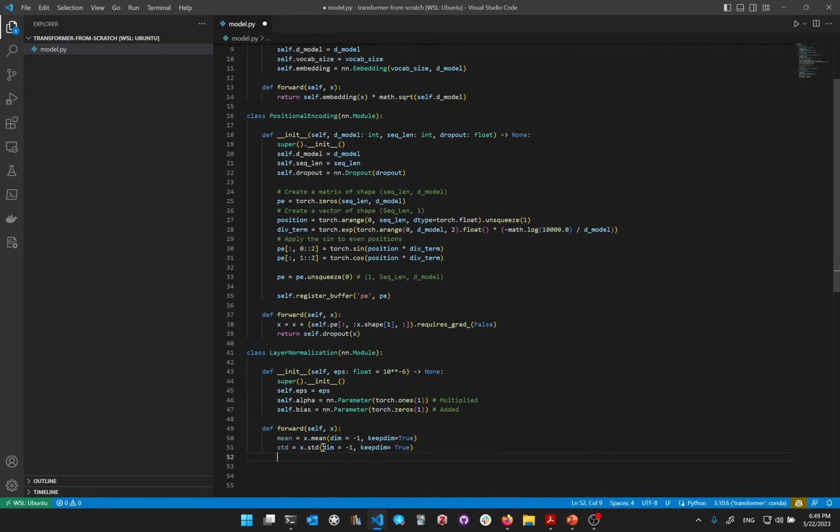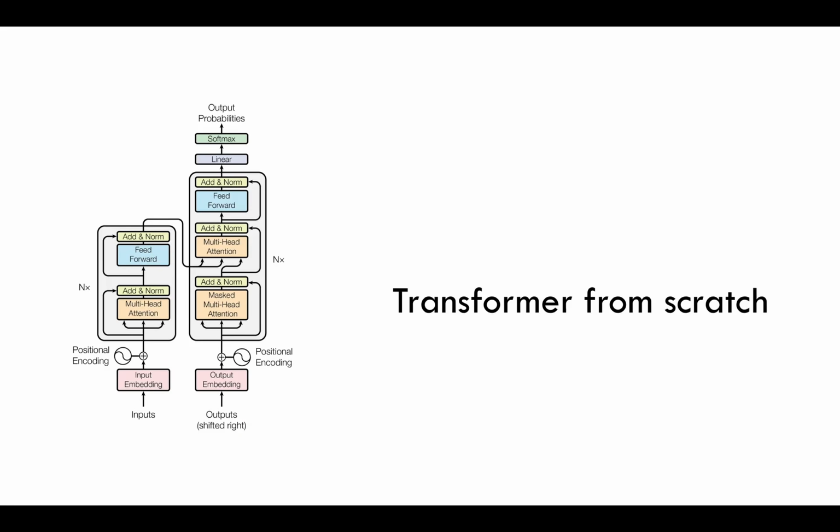And then we just apply the formula that we saw on the slide. So alpha multiplied by what? X minus its mean divided by the standard deviation plus self.eps, everything added to bias. And this is our layer normalization. Okay, let's go have a look at the next layer we are going to build. The next layer we are going to build is the feed forward.